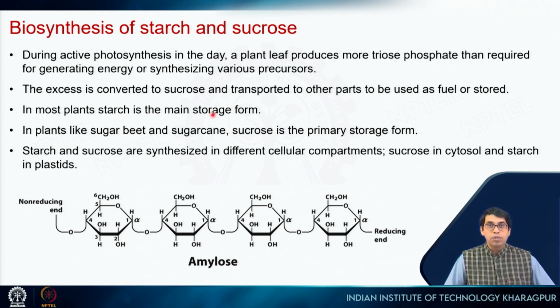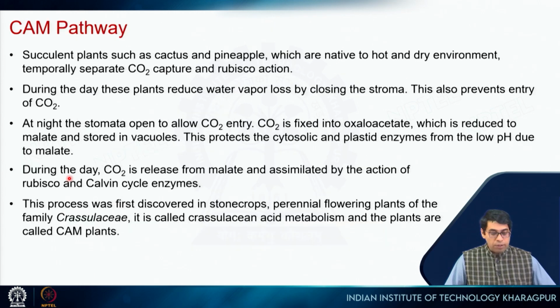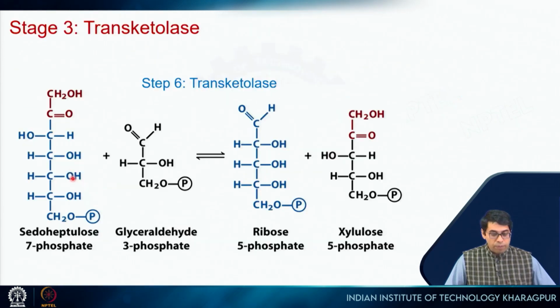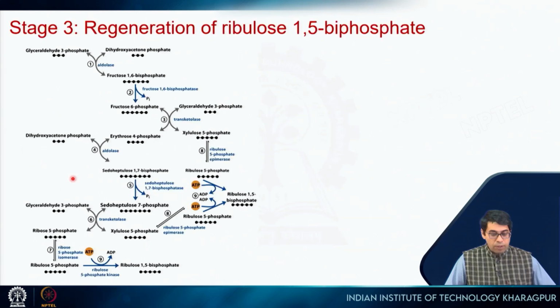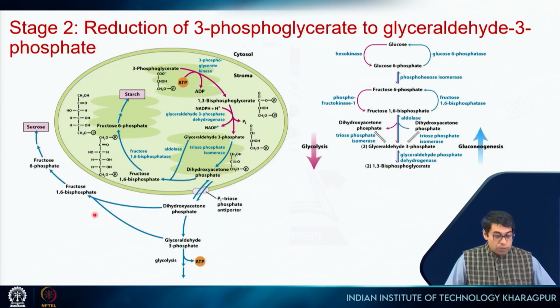So, starch is the main storage form. In plants like sugar beet and sugarcane, sucrose is the primary storage form, right. So, starch and sucrose are synthesized in different cellular compartments. Sucrose is produced mostly in the cytosol and starch is produced in plastids. So, this is something that we have seen earlier. So, I can go back to that slide and show you this one. So, sucrose is produced in the cytosol and starch is produced in the plastid.